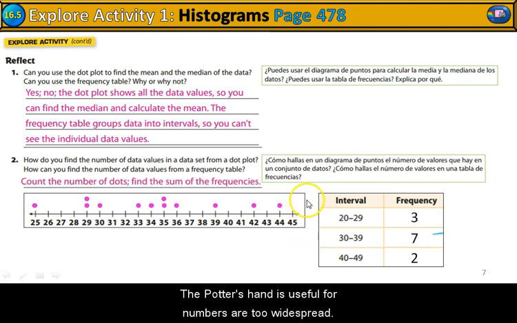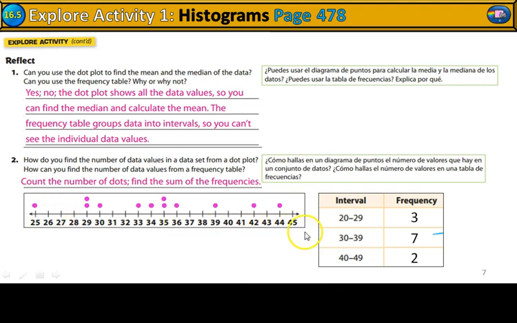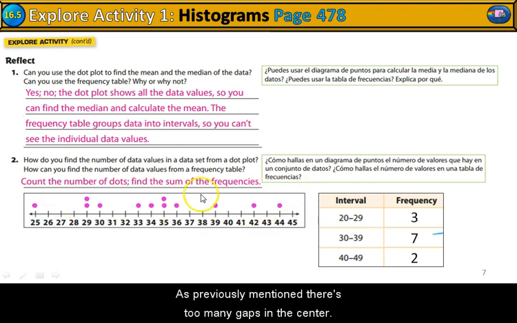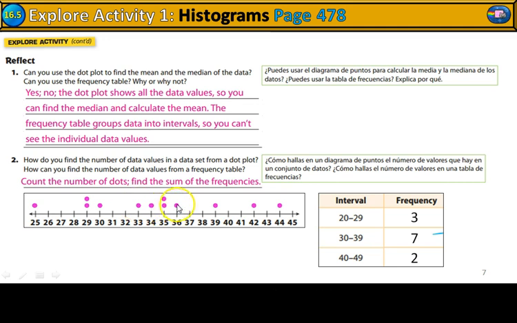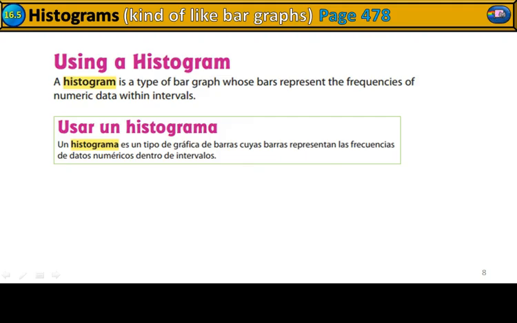Now, the dot plot is not as useful for numbers that are too widespread. As previously mentioned, there are too many gaps and not a clear center or spread of the data. So we use these intervals to make histograms. A histogram is a type of bar graph whose bars represent the frequencies of numerical data within intervals.